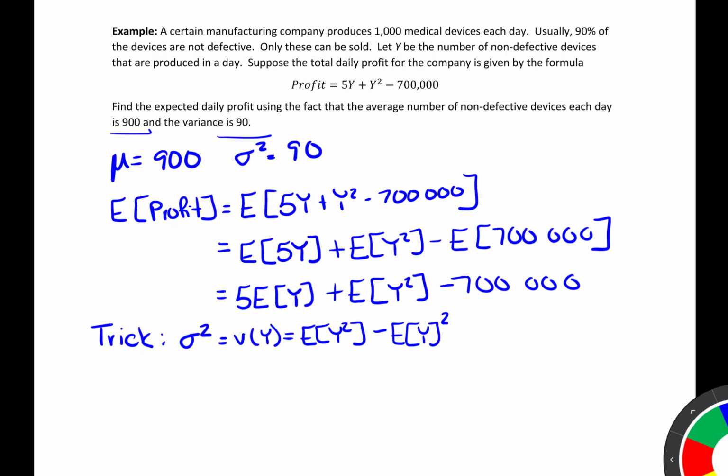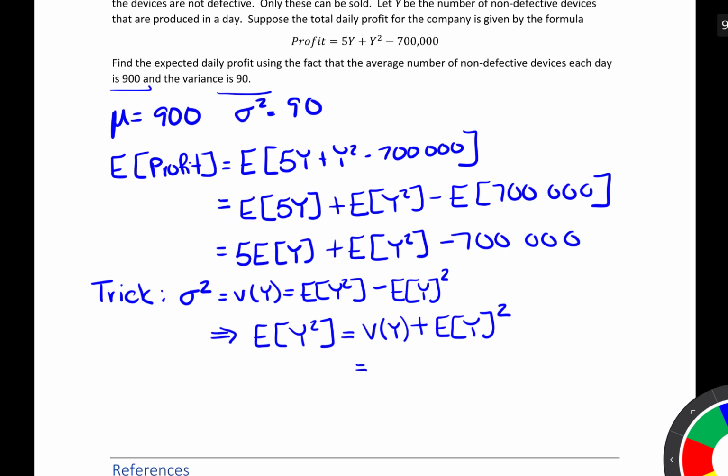Well, we know what this value is and we know what this value is, so therefore we know that the expected value of Y squared is equal to the variance plus mu squared, or the expected value of Y, squared. And we have these values. So the variance is 90 plus 900 squared.